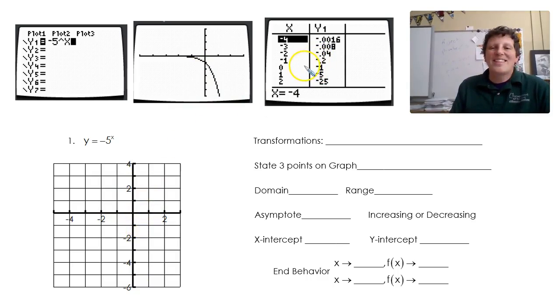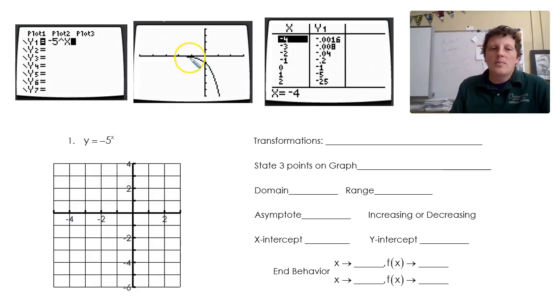And then I went to the table in my calculator, and you should know how to do that by now, in order to get some ordered pairs that I can use to sketch on this graph to see what it looks like. I do want to point out that when you graph it in your calculator, the asymptote will not show up. That is something that you're going to have to graph yourself.